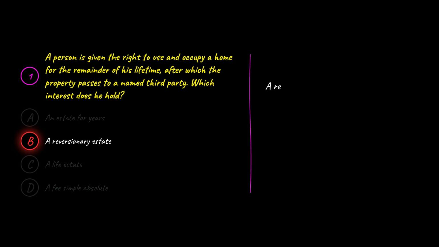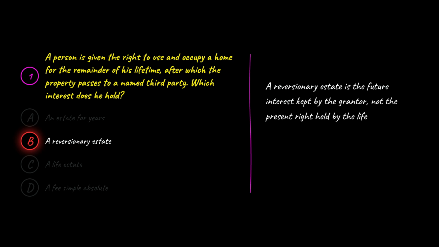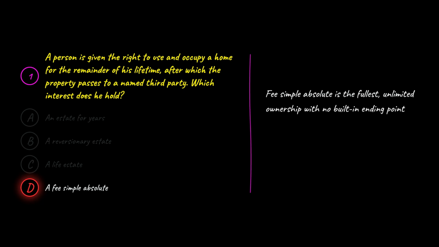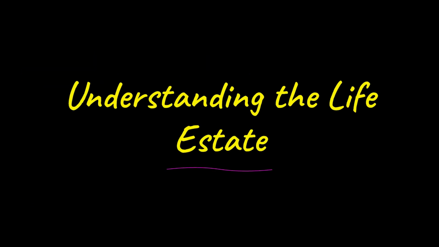B is wrong because a reversionary estate is the future interest kept by the grantor, not the present right held by the lifetime occupant. The person living in the home holds the possessory estate, not the interest waiting to return. D is wrong because fee simple absolute is the fullest unlimited ownership with no built-in ending point. Because this interest ends at death and then shifts to another party, it cannot be a fee simple absolute. Every estate in land can be understood by asking one question: what event ends it?